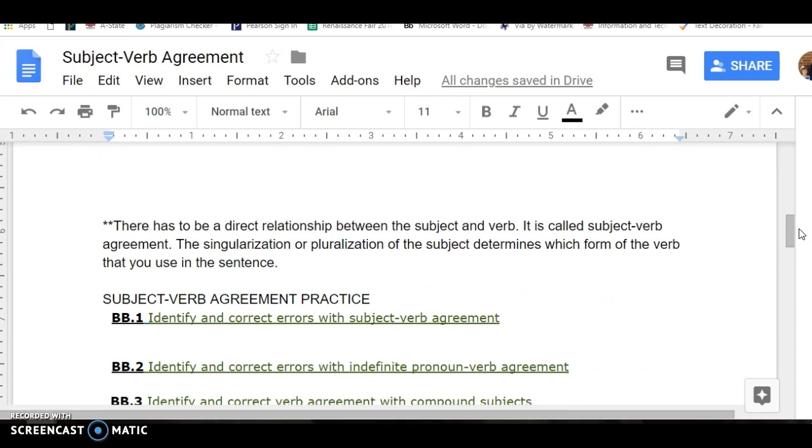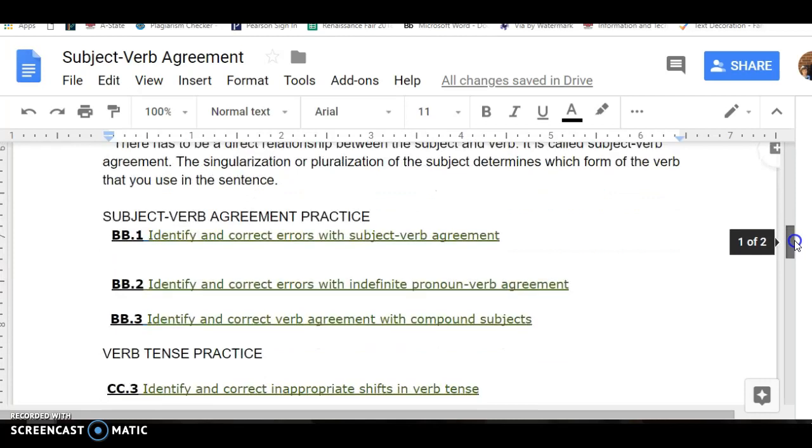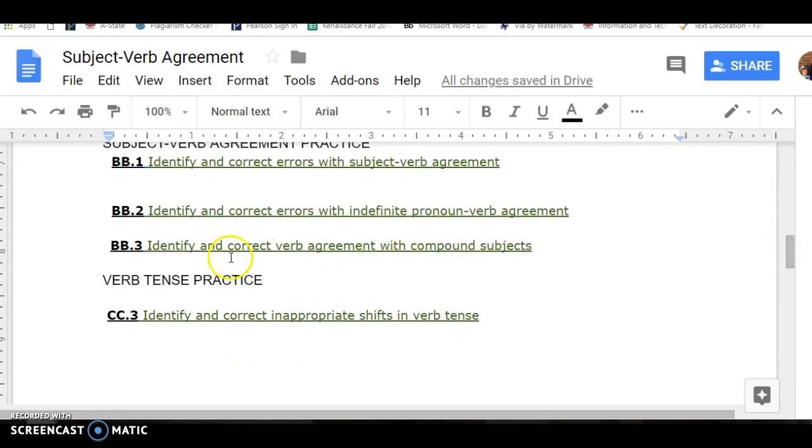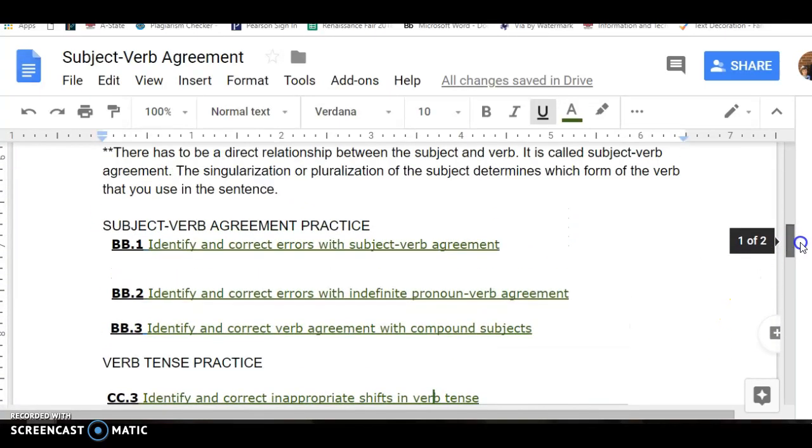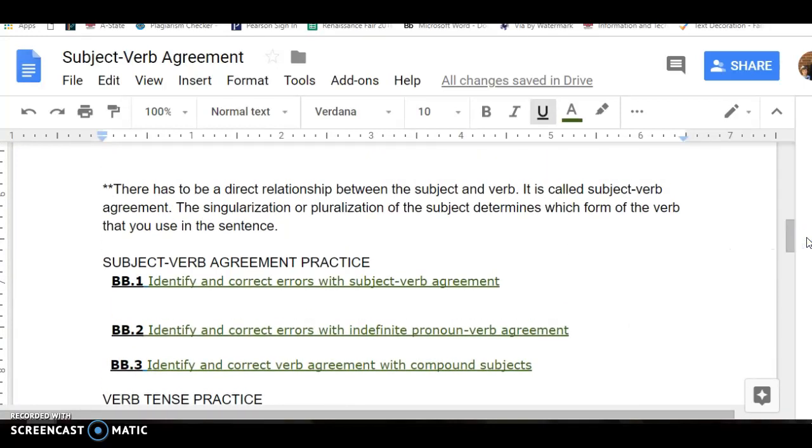You're going to have some exercises that you guys are going to do with IXL. You have 3 with subject-verb agreement, and then 1 in particular with verb tenses. You can click on them from here to access them, or you can simply look at these letters and then go to IXL. But either way, your progress is going to be recorded, so make sure that you achieve that 80% mark for mastery.